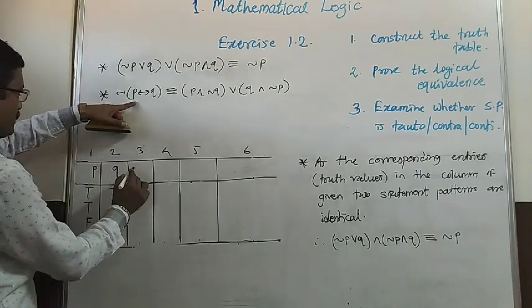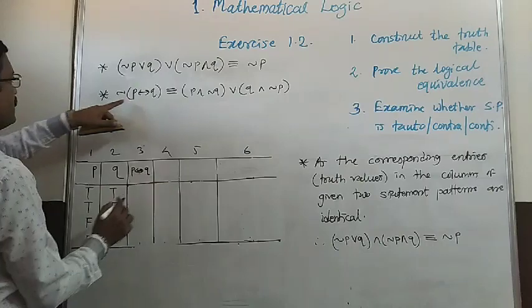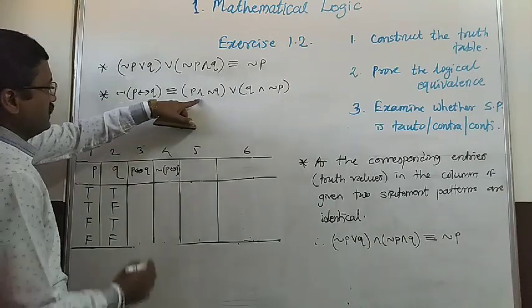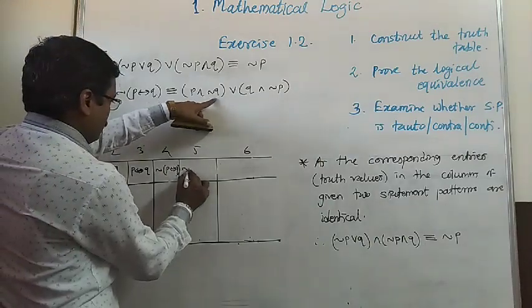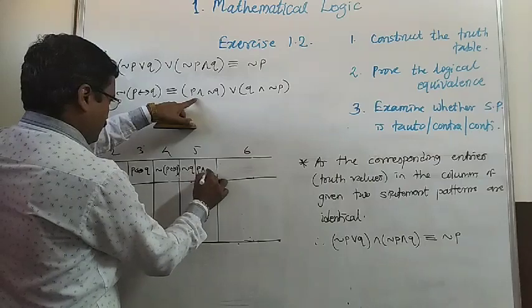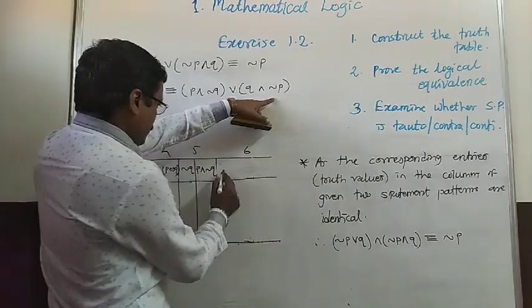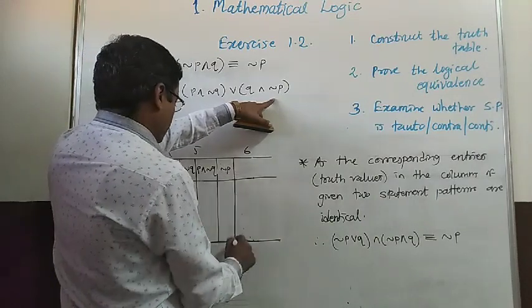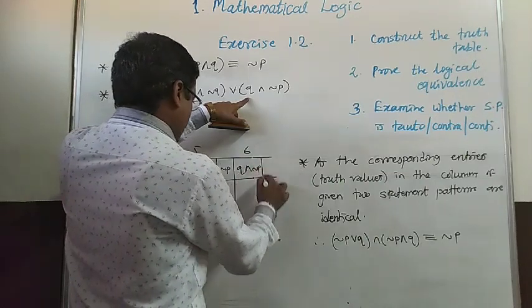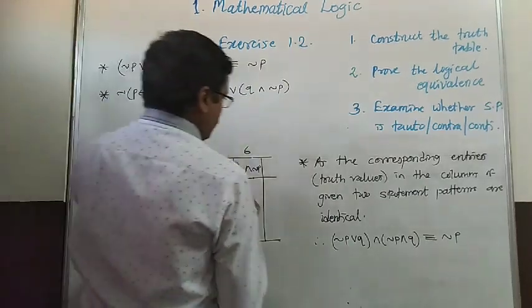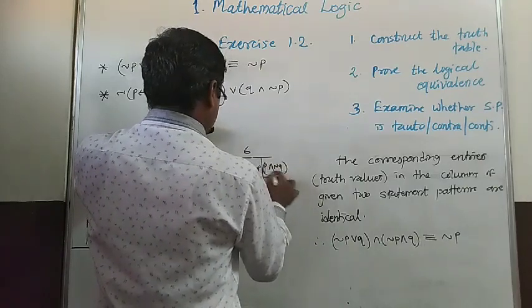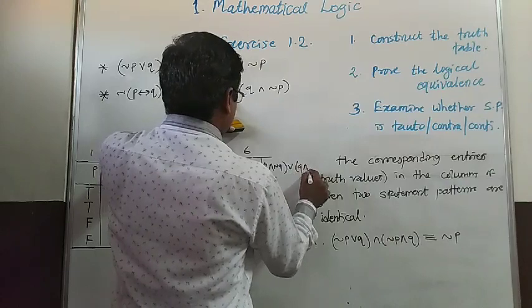First one is P conditional Q, then its negation, that is negation of P conditional Q. Next we need negation Q. After that, P and negation Q, then negation P, and after that Q and negation P, and in the last column we need P and negation Q, or Q and negation P.